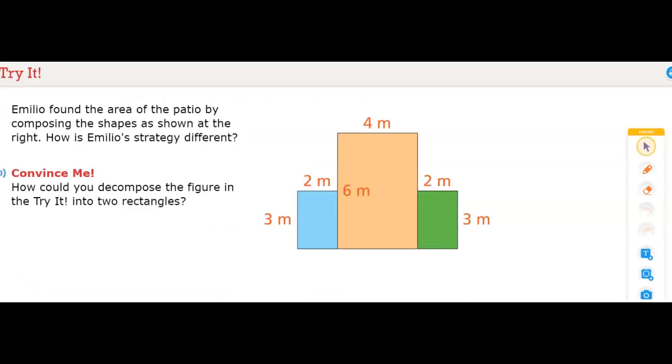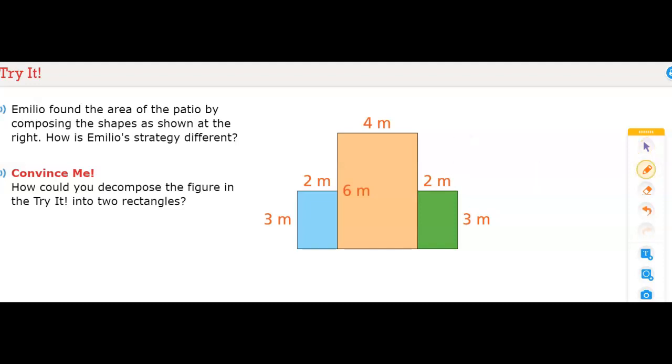Emilio found the area of the patio by composing the shapes as shown at the right. How is Emilio's strategy different? The difference between Emilio and the example is that he cut his in different spaces. So instead of the rectangles going the other direction, now they're going down this way. So we have this one big one in the middle and these two little ones on the side. And in both ways you will get the same area, and we can find that area together.